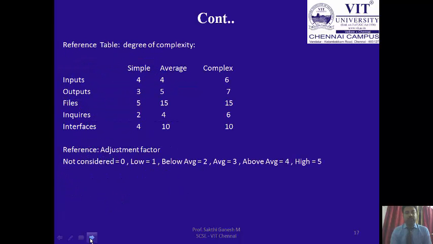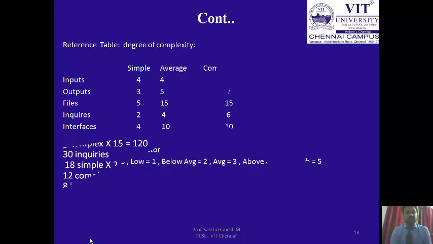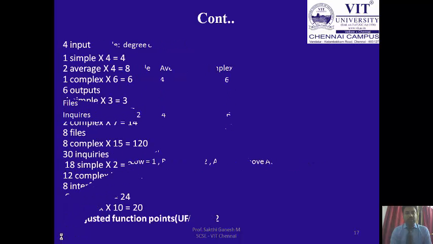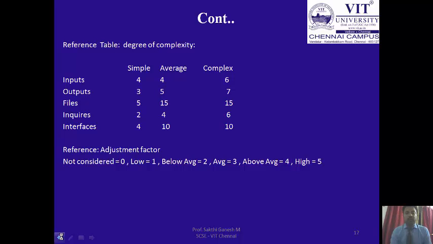This is the initial reference table, based on experience from previous projects. We have adapted this reference table. The reference table for the degree of complexity is: inputs 3, 4, 6; outputs 4, 5, 7; files 7, 10, 15; inquiries 3, 4, 6; interfaces 5, 7, 10.